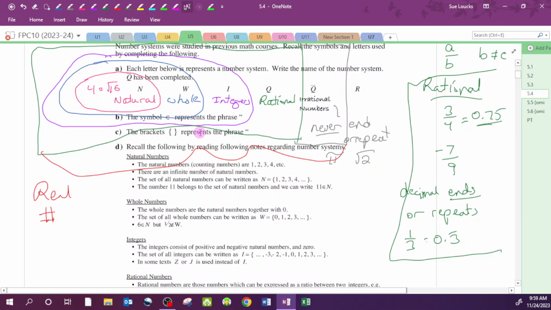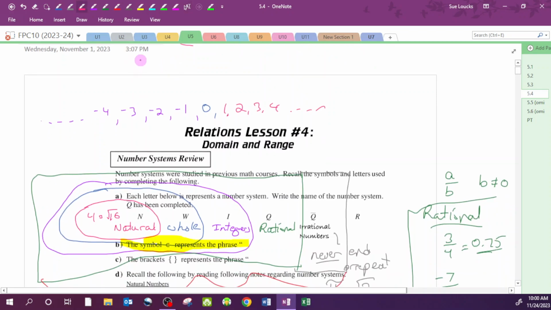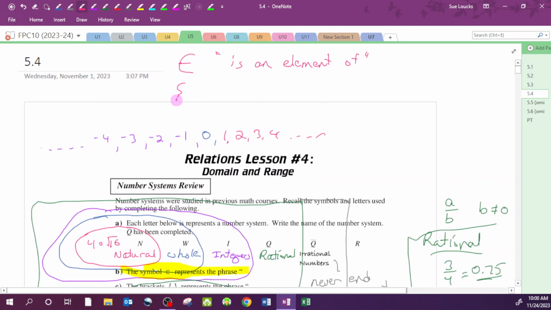This is what happens when I try and do this in a hurry. Right here, this is important. This symbol here, I messed this up. We read it as E, but it's actually like a half circle with a little line on it. And that represents the phrase, is an element of. And then we use the curly brackets, like that. And that represents the set of all.